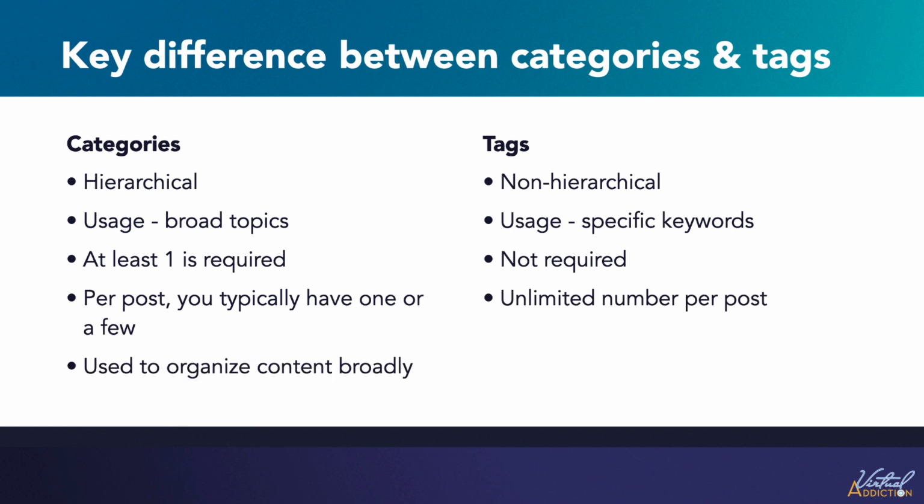Keep in mind that categories are used to organize content broadly, and tags are used to provide specific details. You can use categories for broad groupings to create structure and organization for your website. Think of these as chapters in a book. You can use tags for specific descriptors or keywords to make your content more searchable and easily connected.